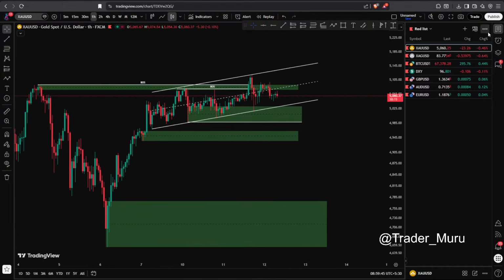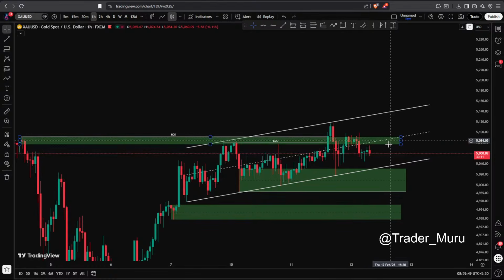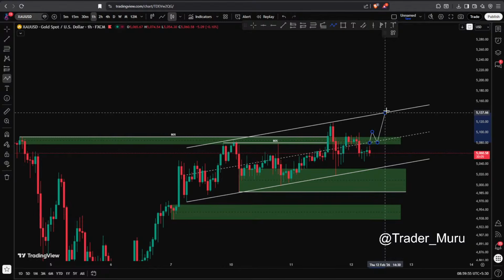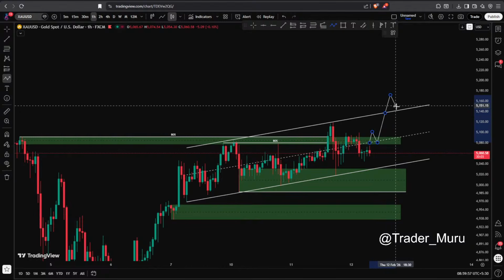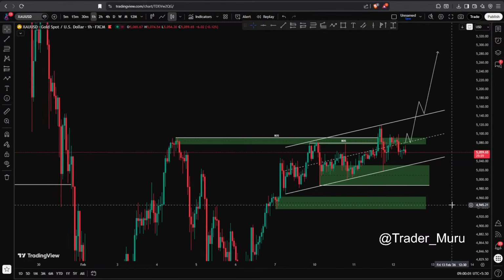So this is the recent structure of all the pairs. If you want to buy gold, wait for this flip. After the flip, you can buy it. First target will be this recent high. On the break, it will pump for new highs.